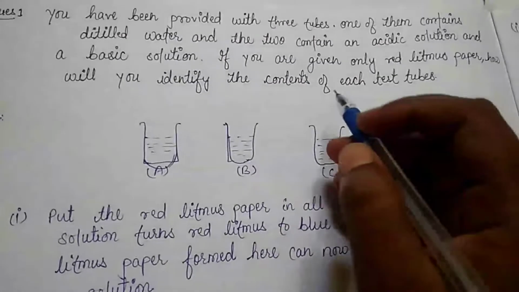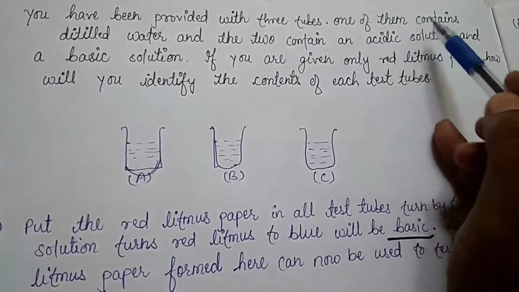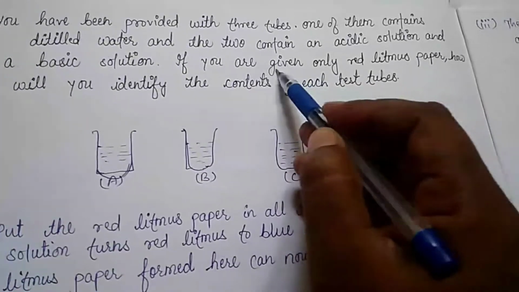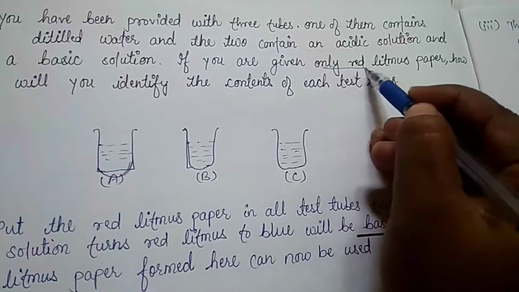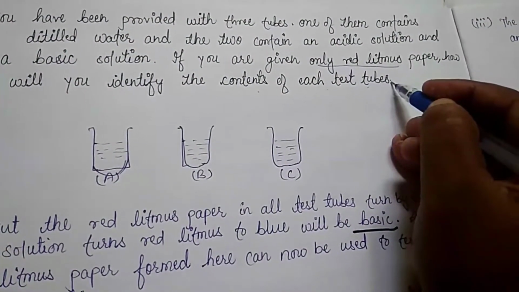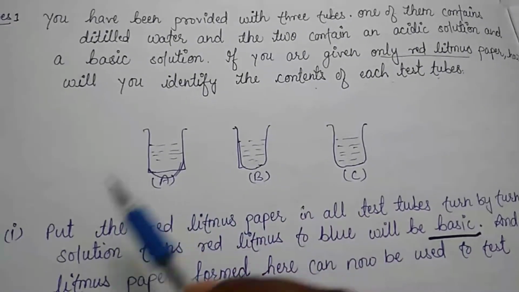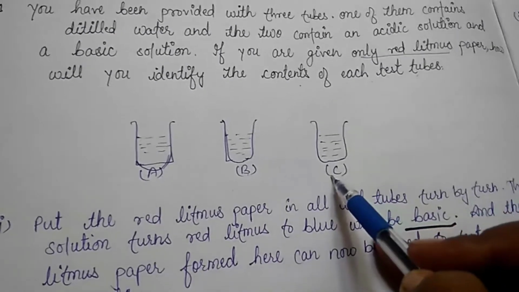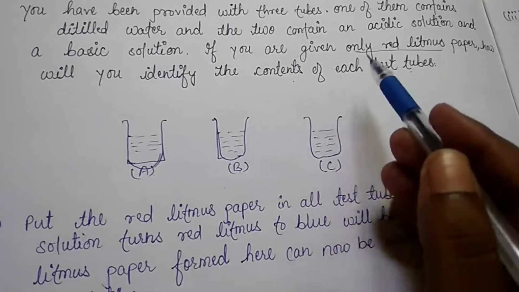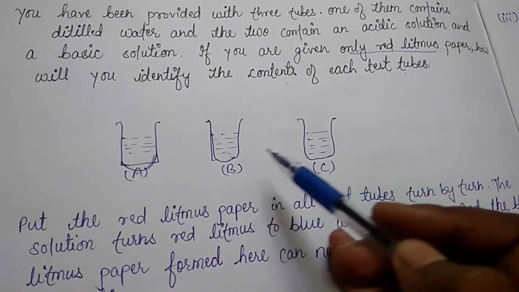and now we are going to solve questions on the basis of indicators. See children, question: you have been provided with three test tubes. One of them contains distilled water and the other two contain an acidic solution and a basic solution. If you are given only red litmus paper, how will you identify the contents of each test tube? Children, are you able to understand the question? Now see, suppose we have three test tubes A, B, C, and in these one is distilled water and the others are an acidic solution and a basic solution, and we have only red litmus paper, children, and we have to check which test tube has the acidic solution, which test tube has the basic solution, and which test tube has distilled water.